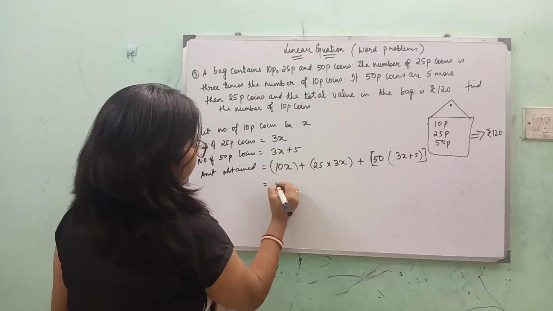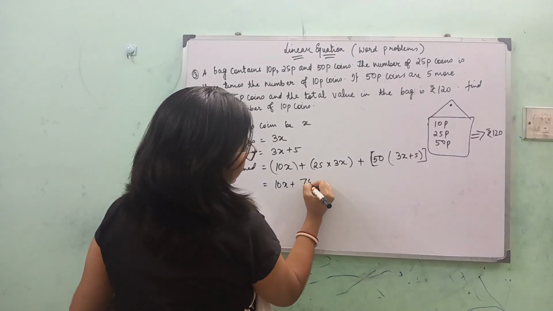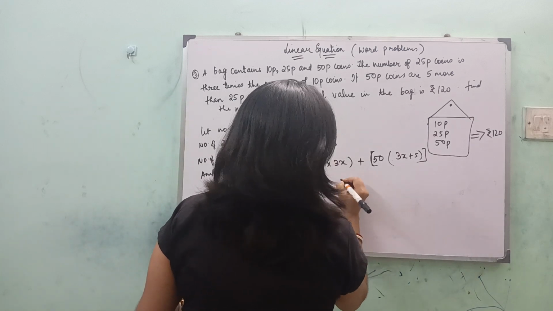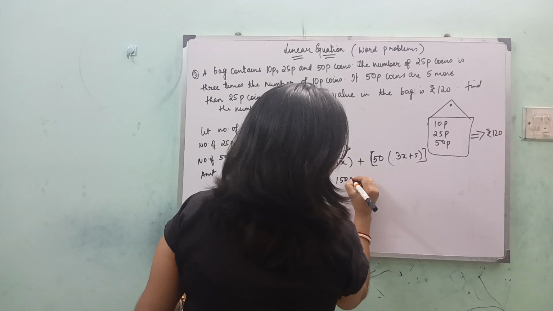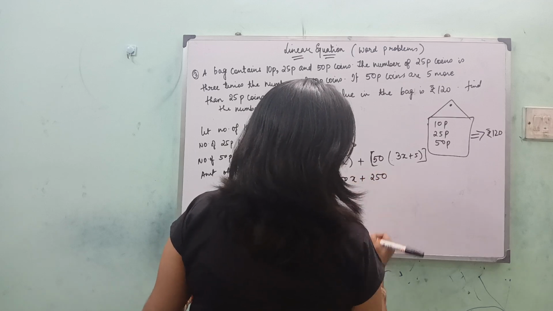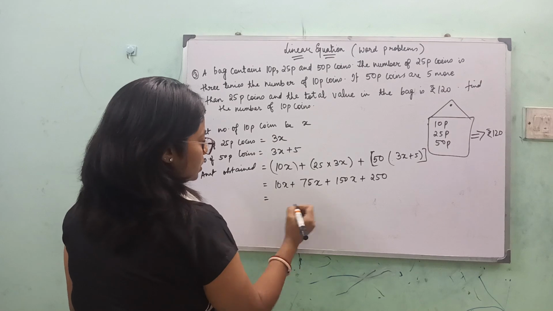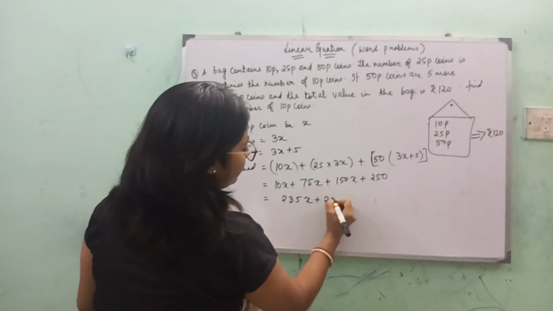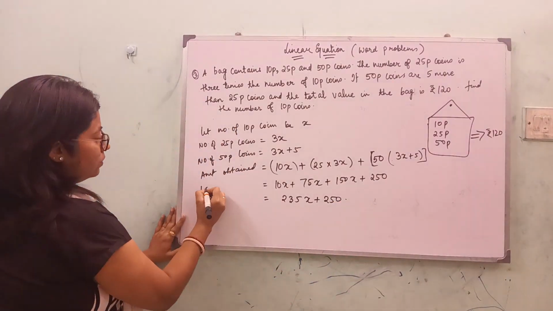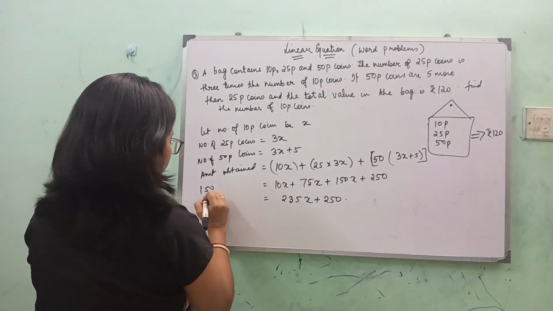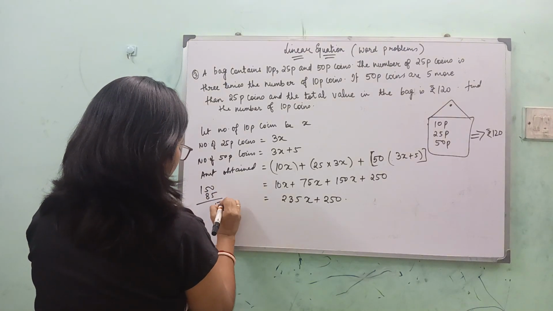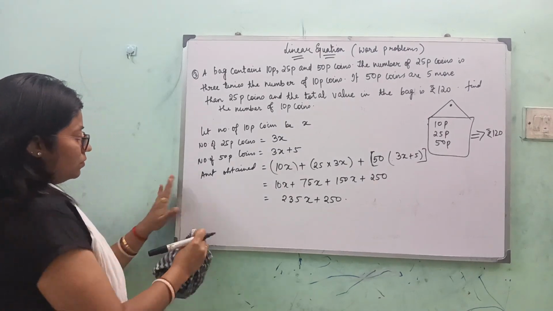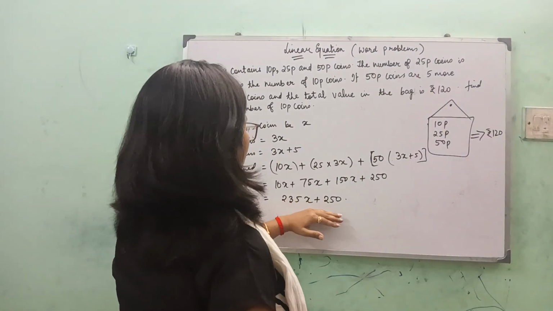So from this we are getting 10x, 75x, and 150x plus 250. Alright, so this is 235x plus 250. Okay, let's check this out. 10 plus 75 is 85, plus 150, 235, yes. Now this is the amount that is obtained.